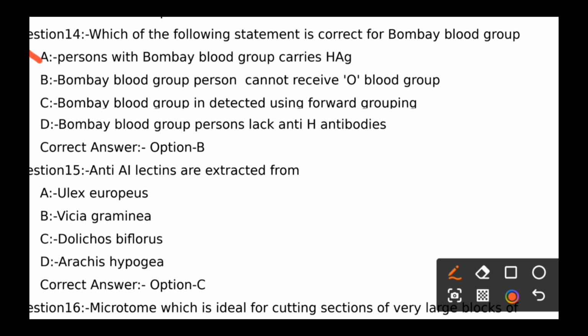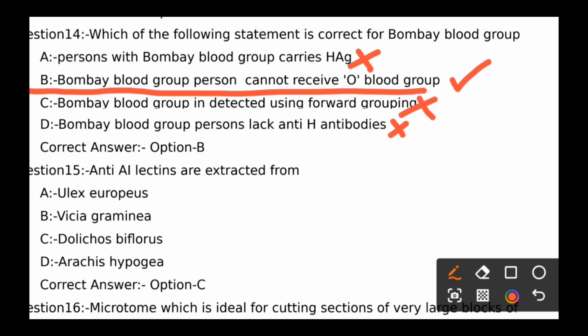Here, the first statement, persons with Bombay blood group carry H antigen, is wrong. The next statement, Bombay blood group persons cannot receive O blood group, is correct. Bombay blood group is detected using forward grouping, and Bombay blood group persons lack anti-H antibodies are wrong statements. So the right answer is option B.